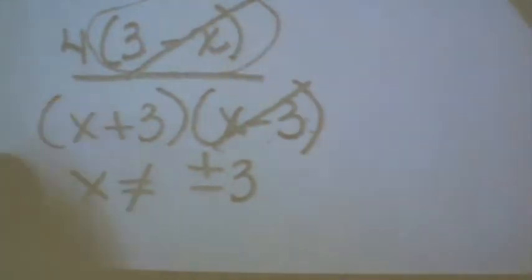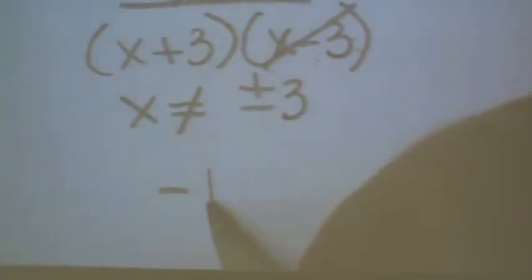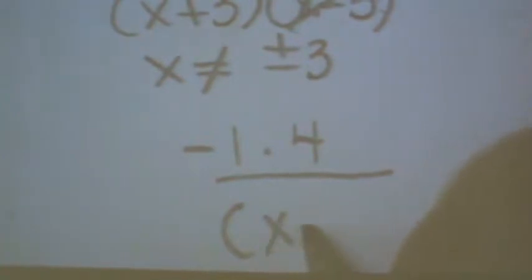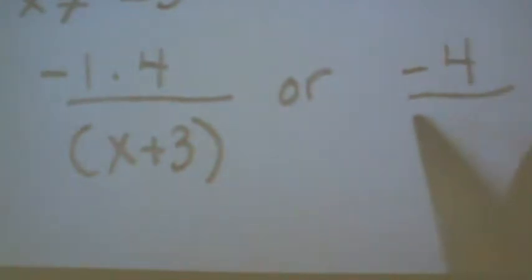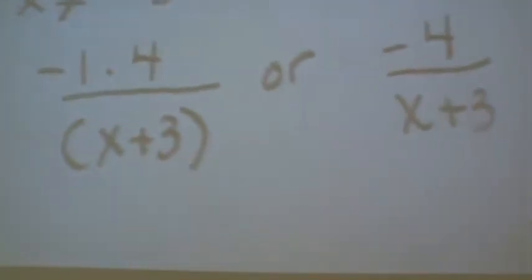If you have the same factors, but they're opposite signs, both of them, cross them out, but put a negative 1 somewhere. So this answer is negative 1 times 4 over x plus 3. Or what? Negative 4. Good. Good job. Questions? All right, go to the next example.